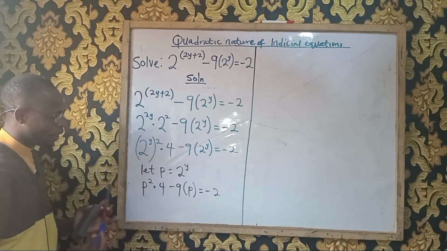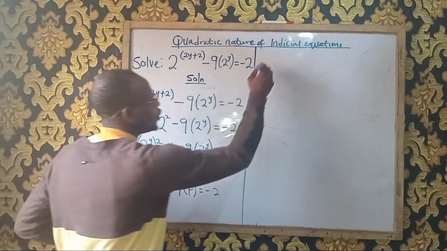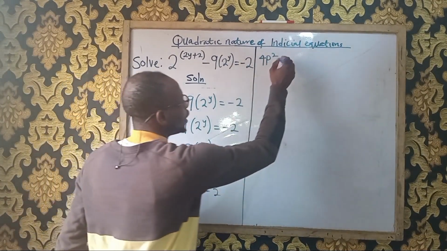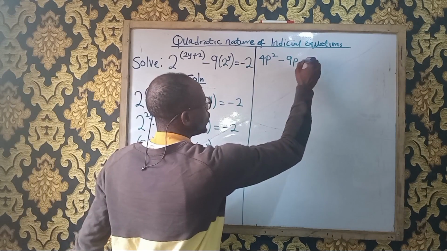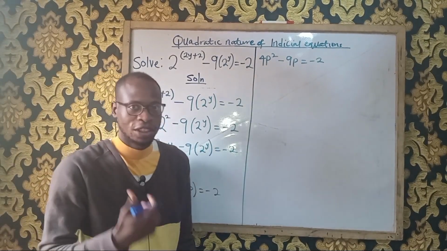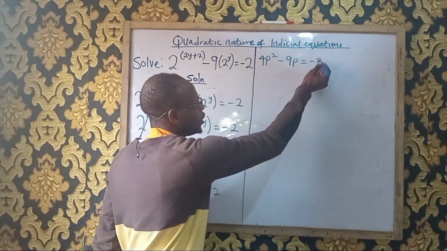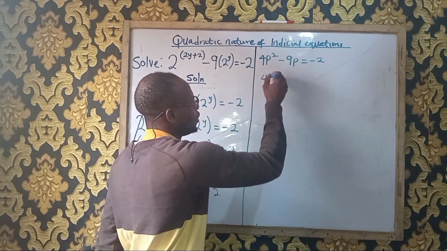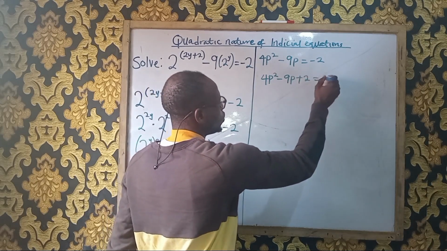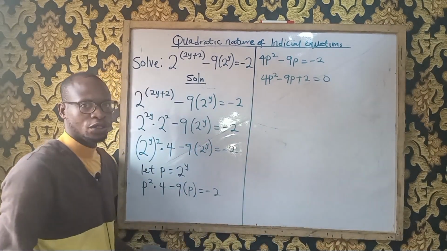So if I multiply out, p squared times 4 will give us 4p squared. Can you see that? Then minus 9p is equals to minus 2. Now, this is a form of a quadratic expression. You have to turn it back to quadratic equation. How do we go about that? We get 4p squared minus 9p plus 2 is equals to 0. Then you can solve this quadratically.